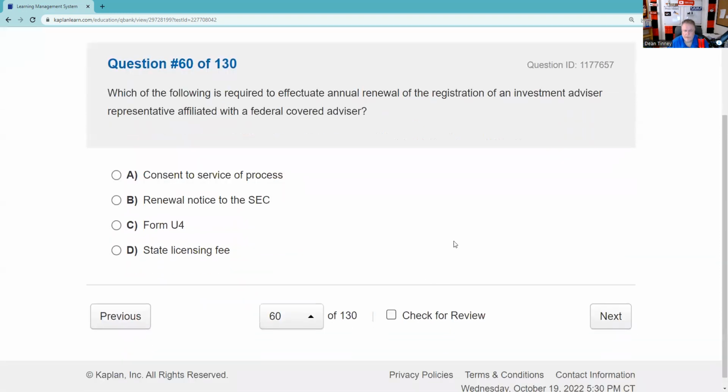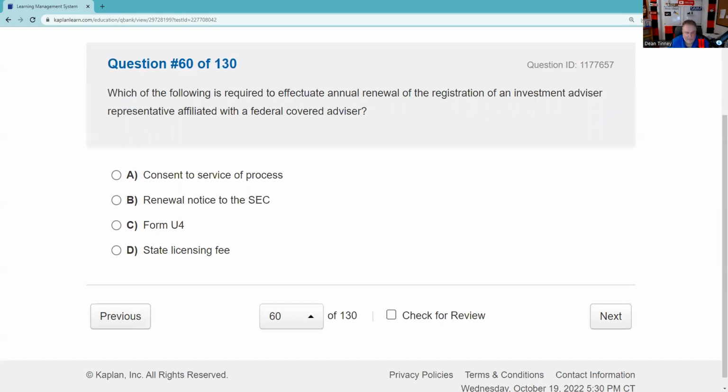Which of the following is required to effectuate? Kaplan's trying to use big words. I lost this argument at Kaplan. But people say they encounter bad grammar and big words. So Kaplan tries to approximate the same thing.